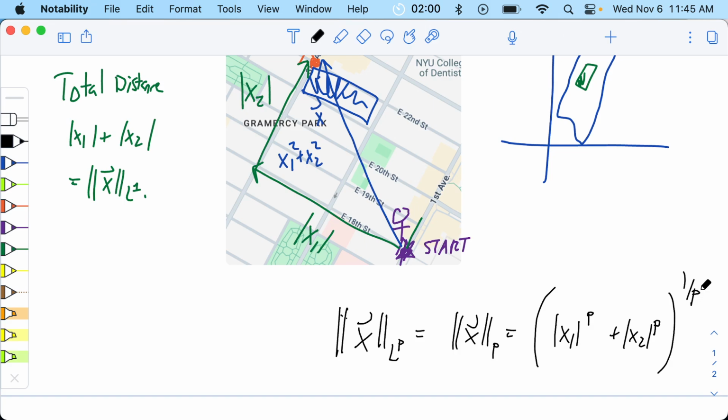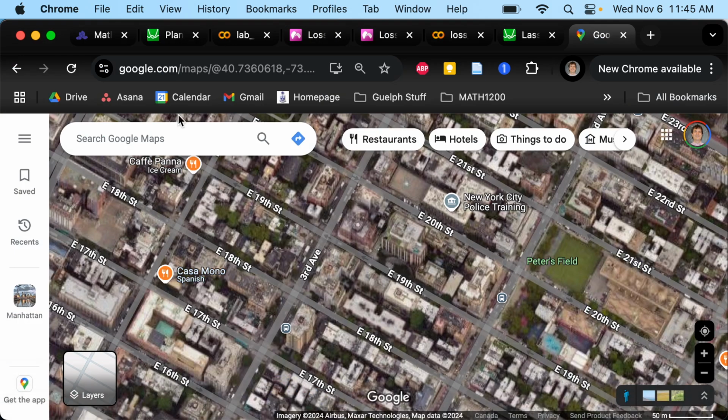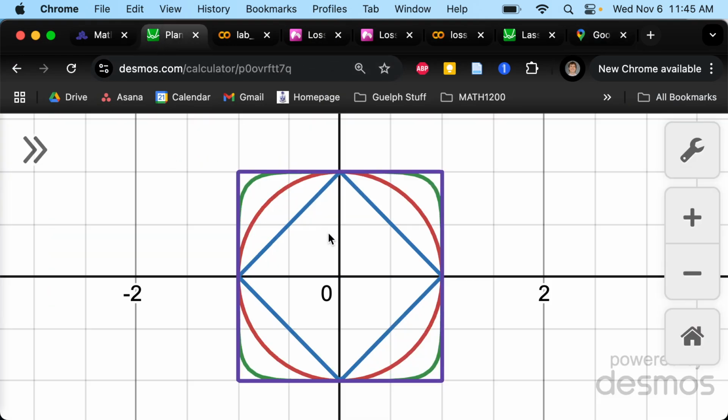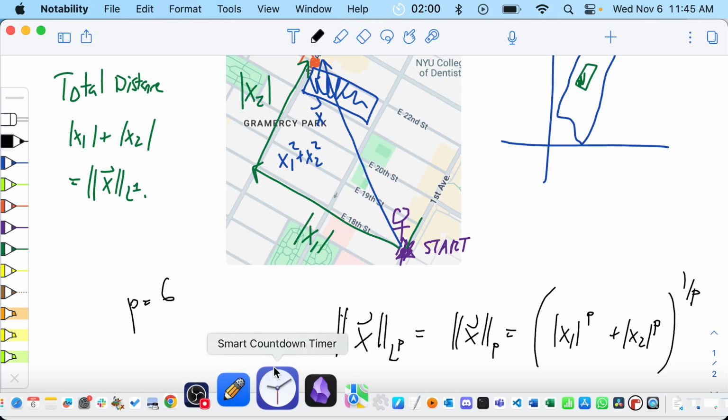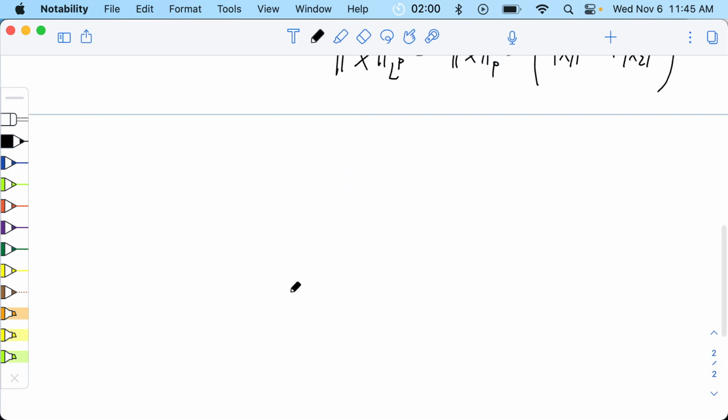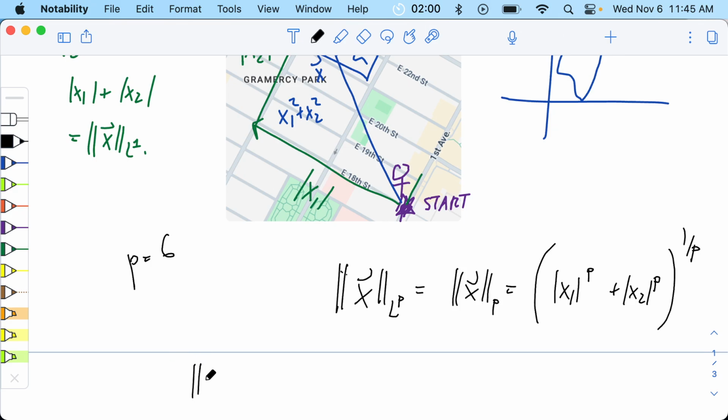But you can make all sorts of these. In particular, you can make p equals 6, which was the example I gave. So p equals 6 is this one over here with the rounded green. And all of these things are setting the norm equal to something. So all these pictures are the sets where the norm equals 1. This is the set of things that are distance 1 away from the origin.